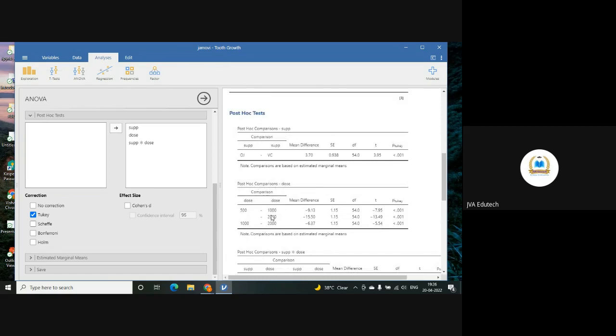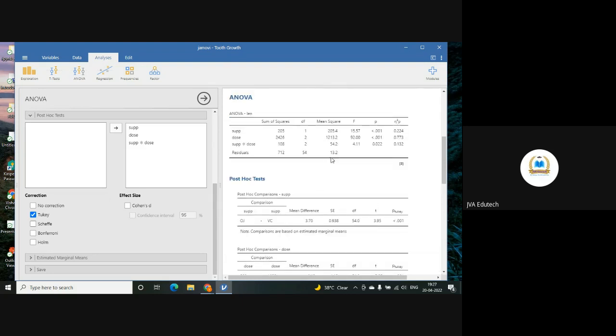Then you will also get the effect of dose. You can see that 500 mg compared to 1000 mg and 2000 mg is different in both cases. And 1000 mg compared with 2000 mg again shows a significant difference. So all the different doses also show different effects, because you can know this only through multiple comparison. Here you can only know that yes, different doses have different effects, different types of supplement have different effects, and the combined effect is also different.